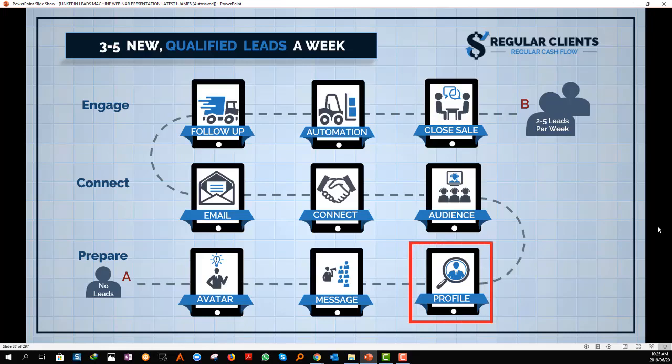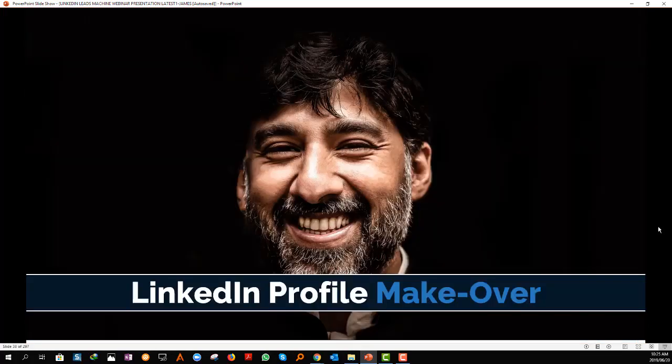Now, this is the first really important piece, because there's no point in having a red umbrella and sticking it up there when everybody comes to that red umbrella and your profile is crappy, right? Because you're just going to look like a fool. So the very first thing we've got to do to build up your authority is to create a very powerful profile. So let's talk a little bit about your LinkedIn profile makeover.